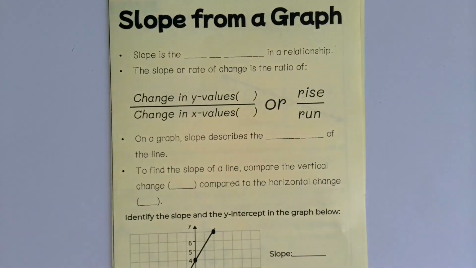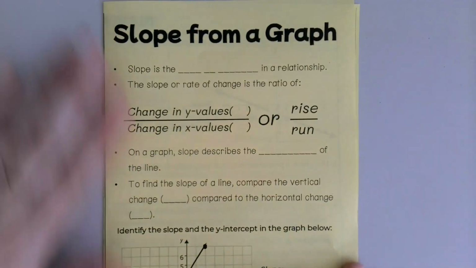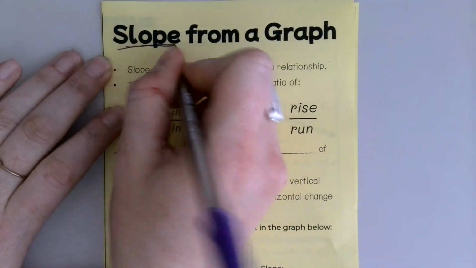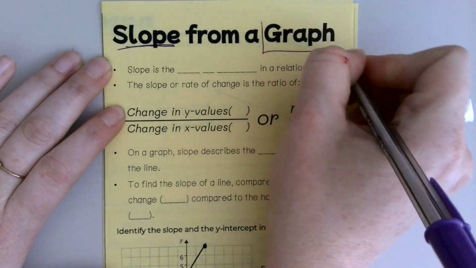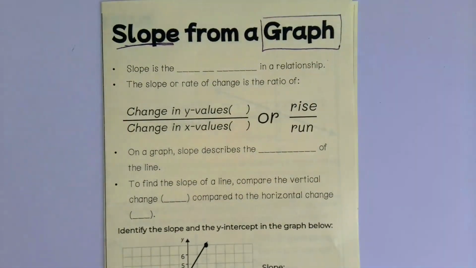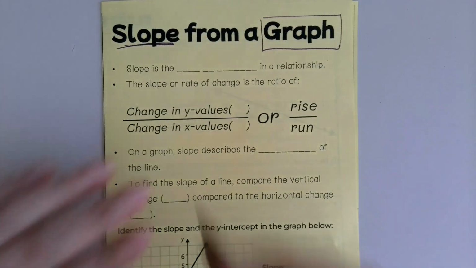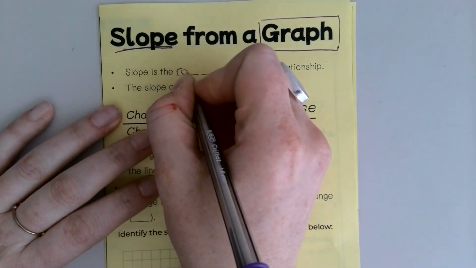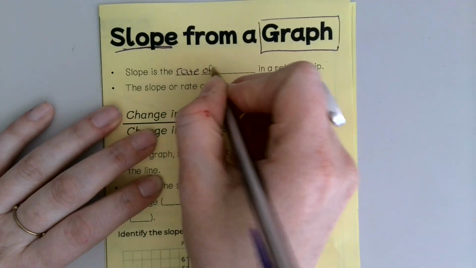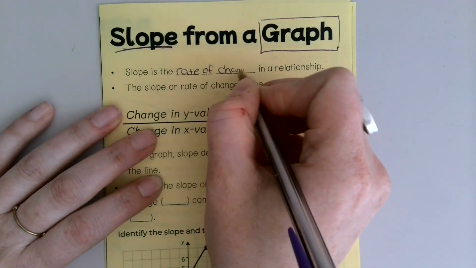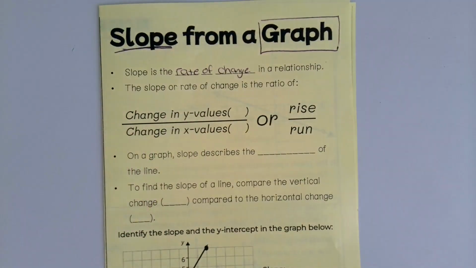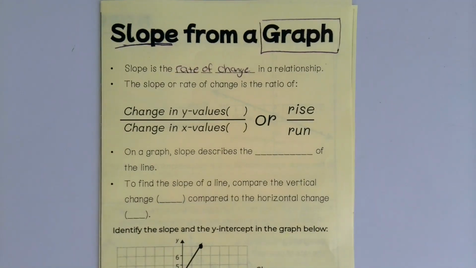This is kind of the intro. We just wrapped up our whole unit, and now we're going to be talking about slope specifically. We're going to start out talking about slope from a graph, and then we're going to move into tables and points on Monday and Tuesday. We know that the slope is the rate of change. It's how something is moving over time, how it's moving throughout the graph.